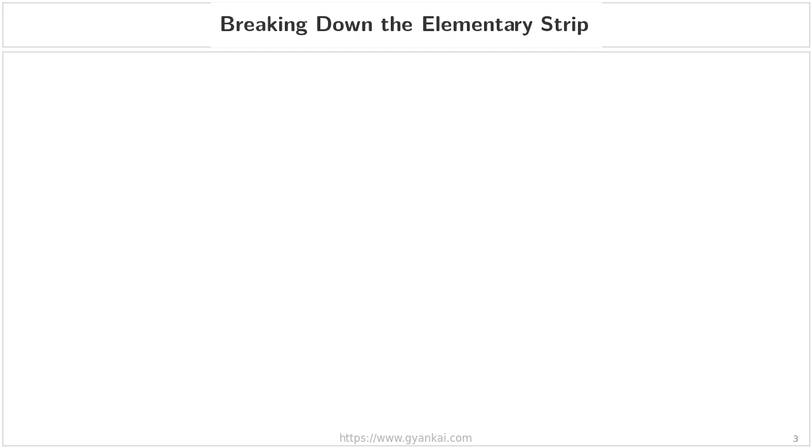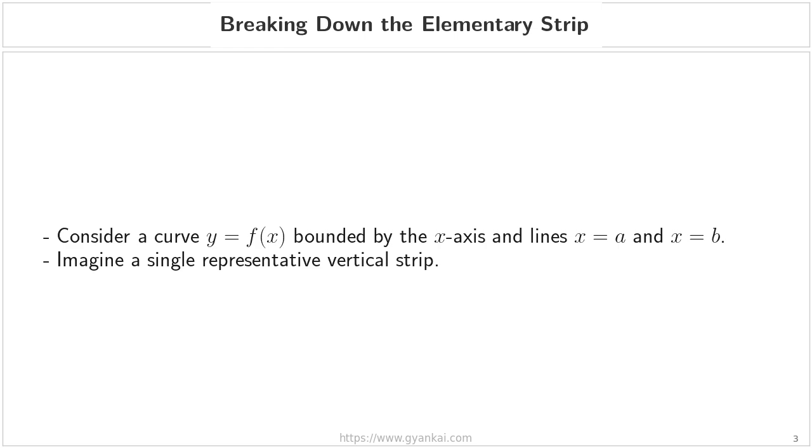Breaking down the elementary strip. First, let's set the stage. Imagine we have a curve, which we call y equals f of x. This curve is bounded below by the x-axis, and on the sides by two vertical lines, one at x equals a and another at x equals b. To find the total area, we aren't going to look at the whole shape at once. Instead, we're going to focus our attention on a single, representative vertical strip sitting somewhere inside that region.